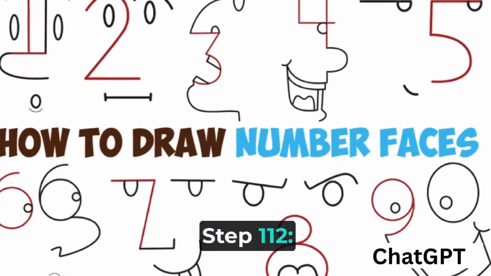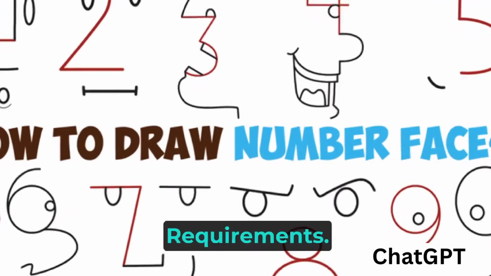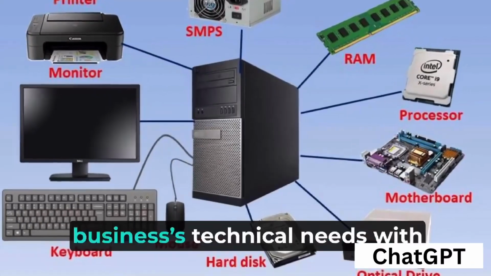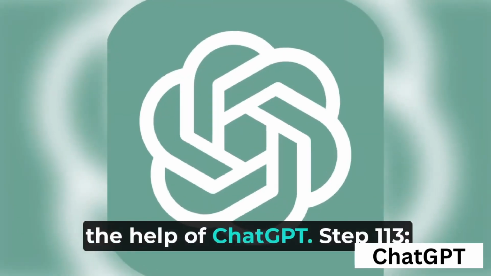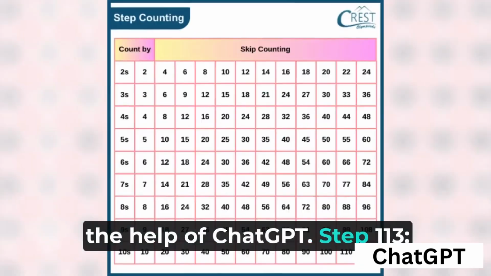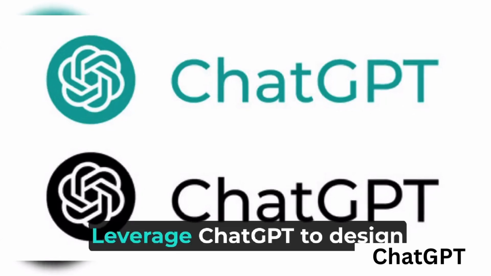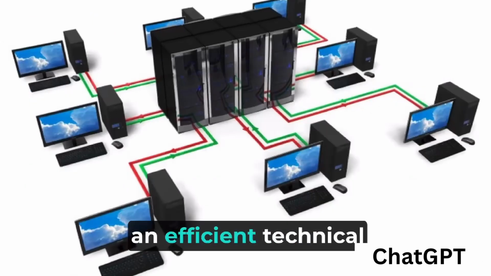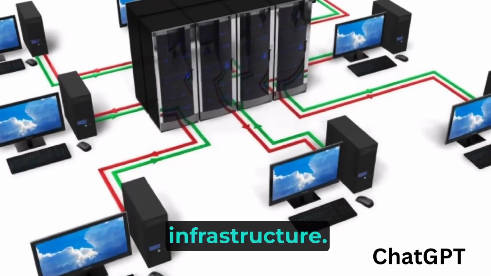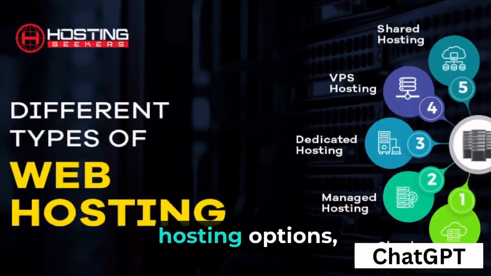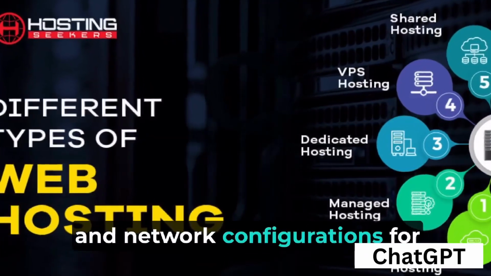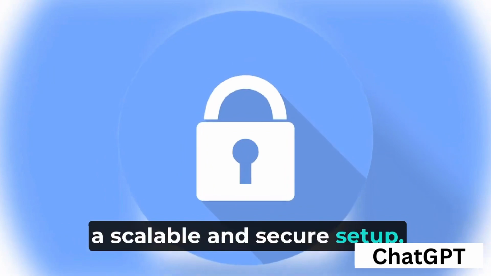Step 112. Assessing technical requirements. Start by assessing your business's technical needs with the help of ChatGPT. Step 113. Infrastructure design. Leverage ChatGPT to design an efficient technical infrastructure. Consider cloud solutions, hosting options, and network configurations for a scalable and secure setup.